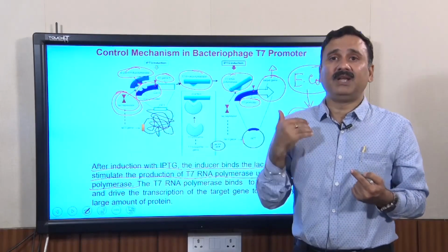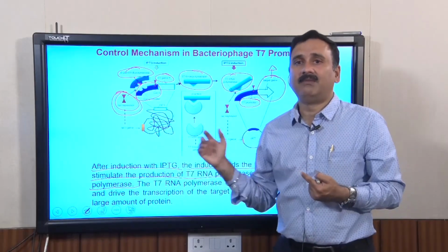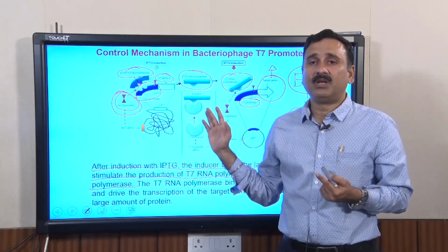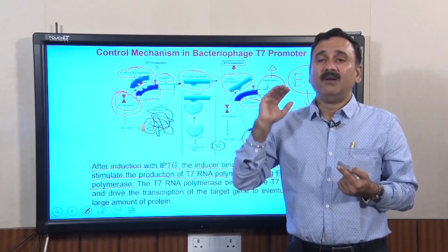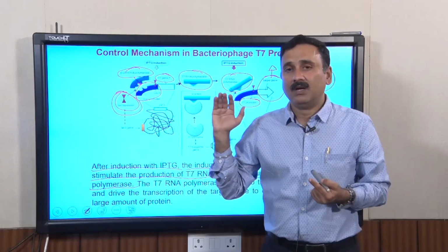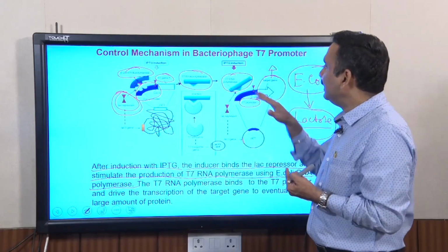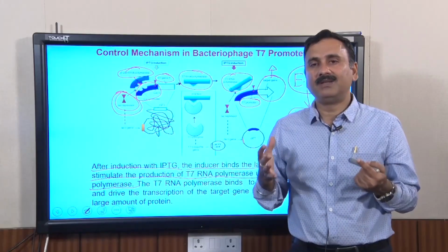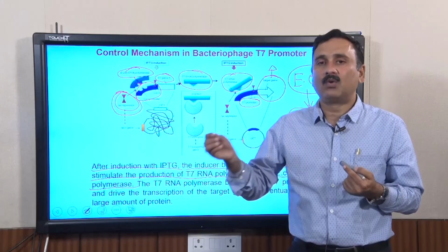So, in some of the cases, just like we discussed with the bacteriophage PL lambda promoter, some of these target proteins which you are overexpressing may be toxic or may not be good for E. coli growth. In those cases, you will not see the E. coli cell number increasing while you are inoculating.